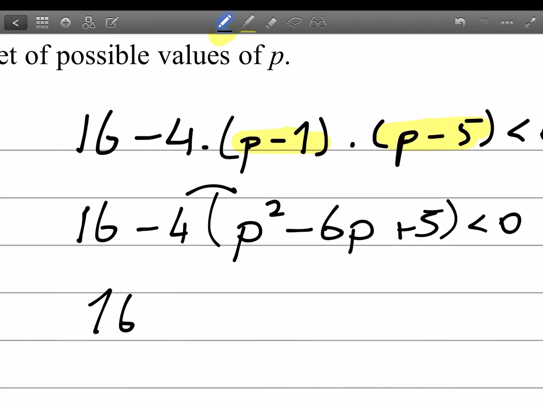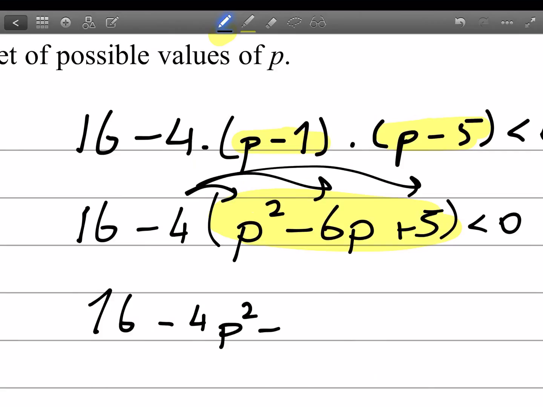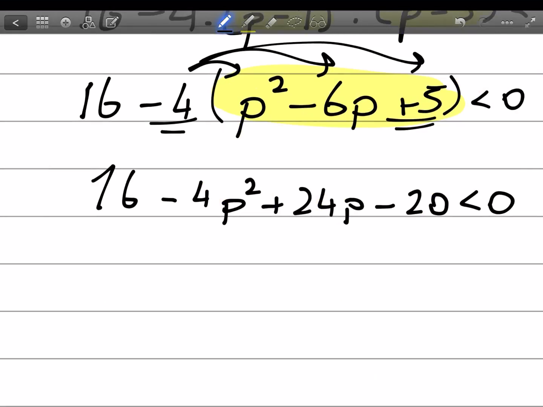We multiply this part by 4, then we will get minus 4p squared plus 24p, because minus sign times minus sign will be positive. Minus 4 times plus 5 will be minus 20, less than 0. We will have here minus 4p squared plus 24p minus 4 less than 0.